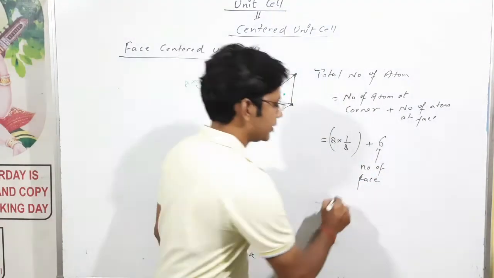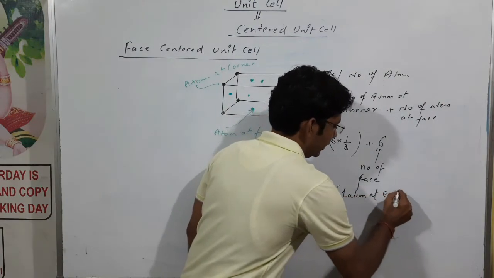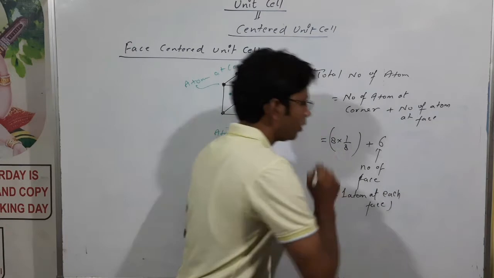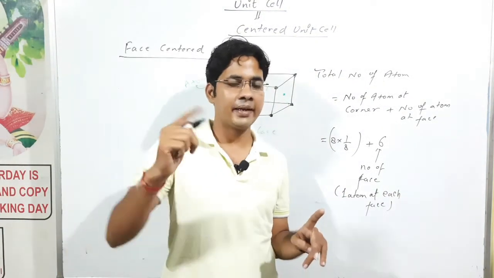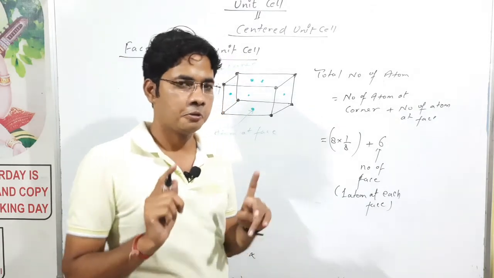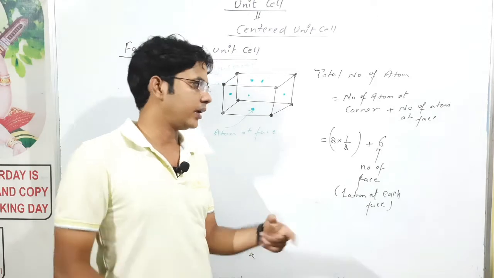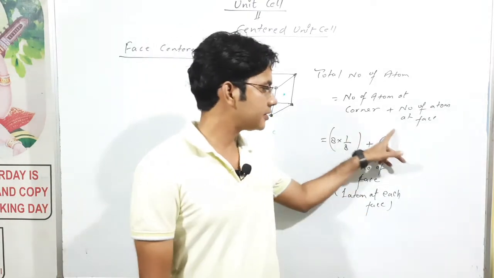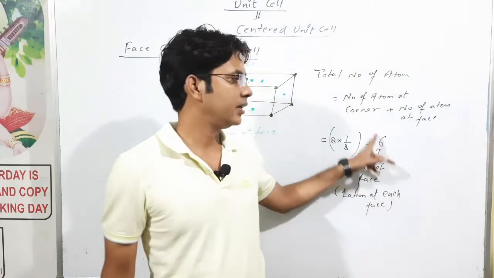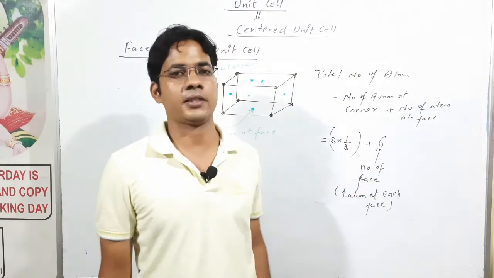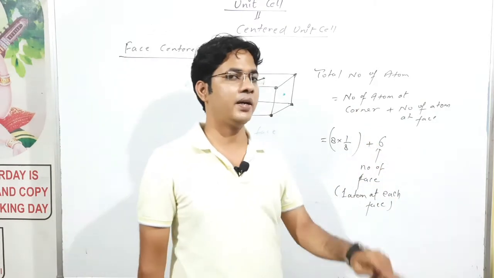Okay, and we are assuming one atom at each face. Since your room has 4 walls, 1 ceiling and 1 floor, the total number of faces is 6. Now if you assume one atom is present at each face, then the total number of atoms will be 6, right? This is the number of atoms you are assuming.